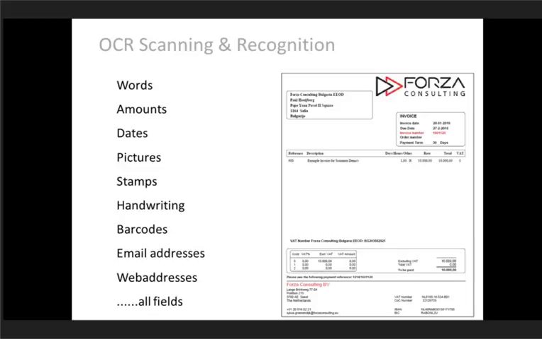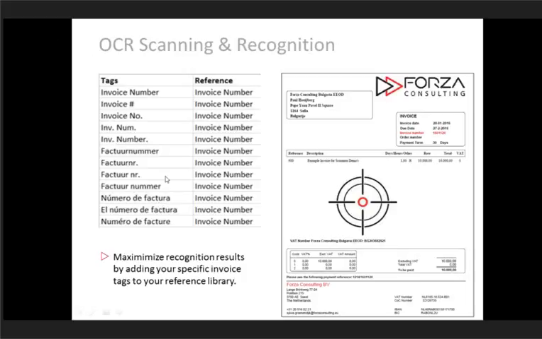Although multiple languages and varieties of keywords are in the database, it may occur that an invoice reference is not included. So what we have done is deliver a solution which will allow you to add invoice keywords directly from JDE Edwards. And this will help you to maximize recognition results by adding your specific invoice tags to the reference library. And once you've added the keyword, from that point on, it will be automatically recognized in the future, allowing your invoices to be processed completely automatically.